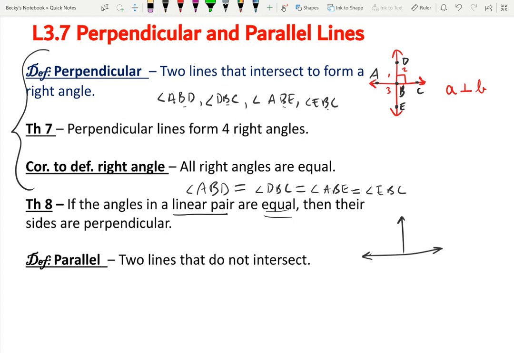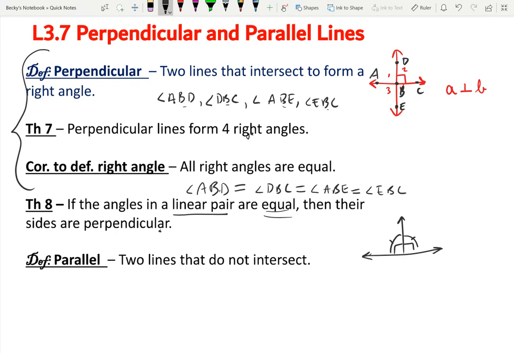So again, this one kind of is common sense. But if we're ever given a situation where you have a linear pair and the angles are equal, then we know these two are the same, then we can say that they're perpendicular. And because they're perpendicular, we know it forms right angles. And because we know they form right angles, we know that all the right angles are equal to each other. Whew, that was a lot.